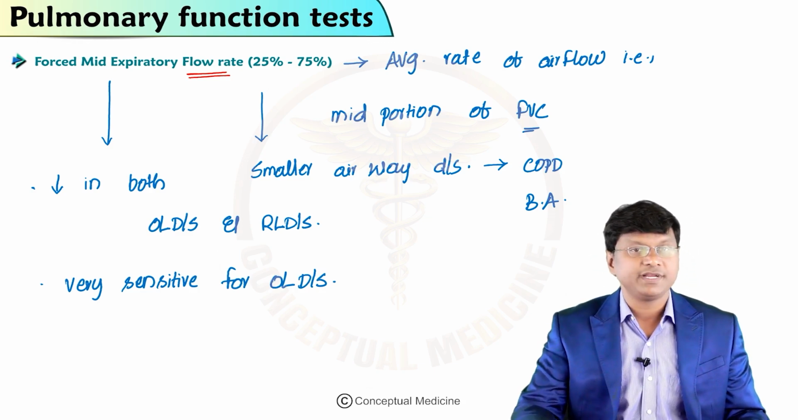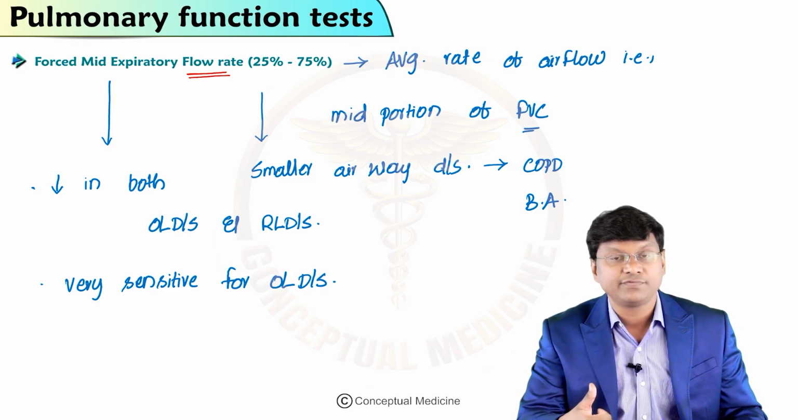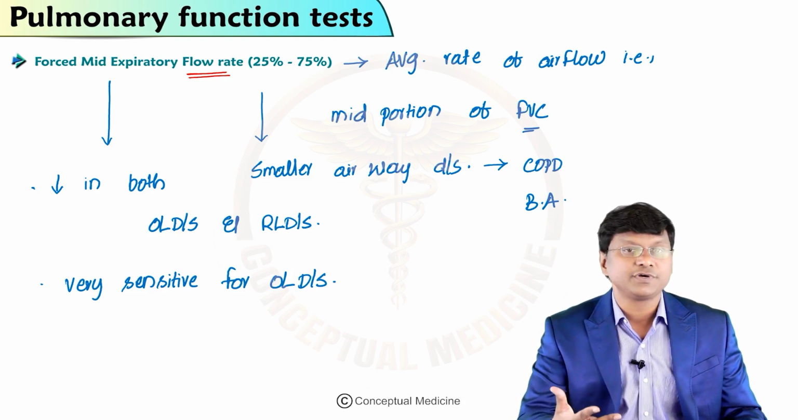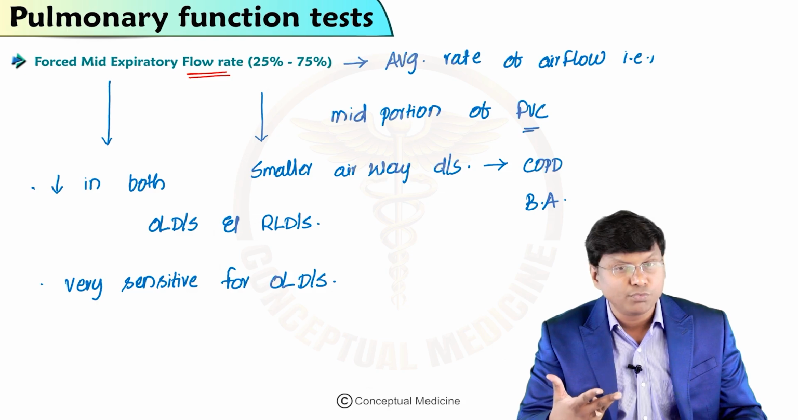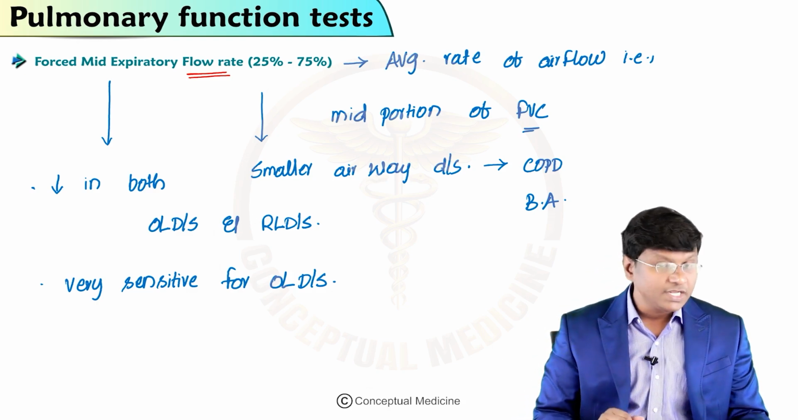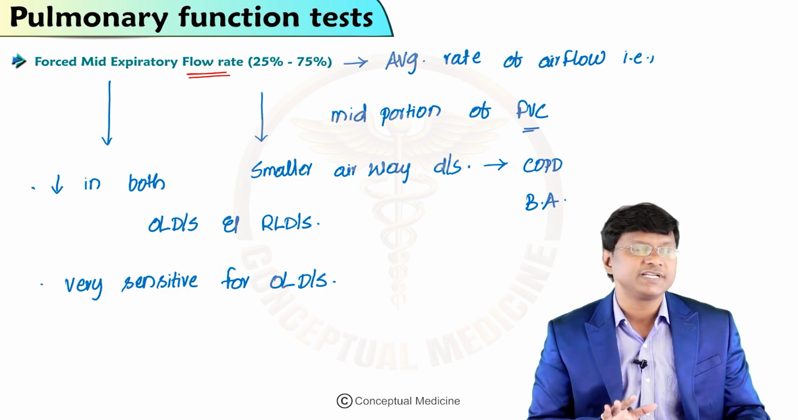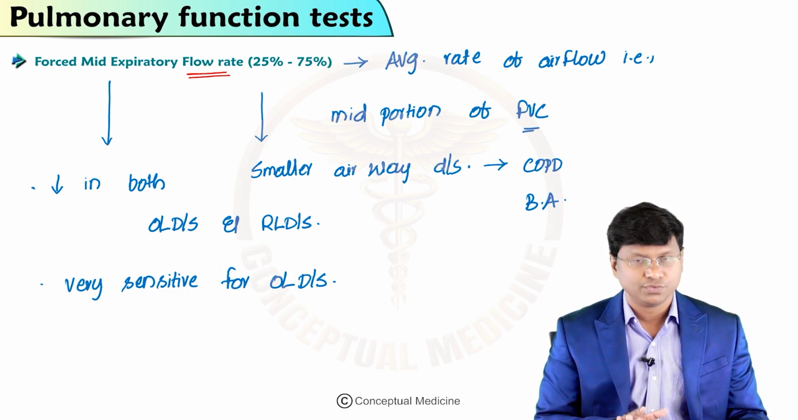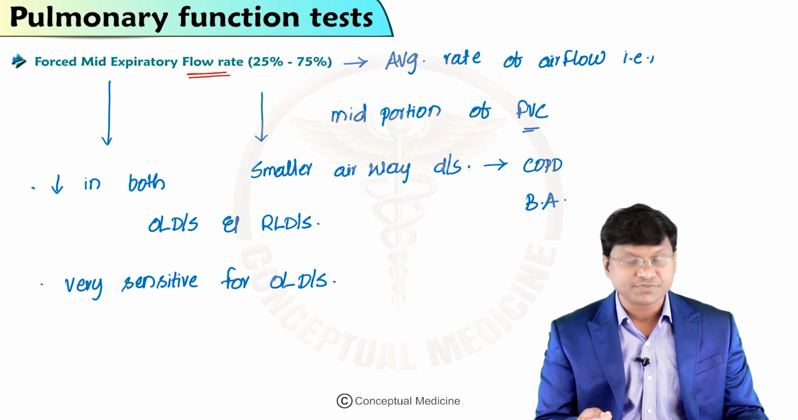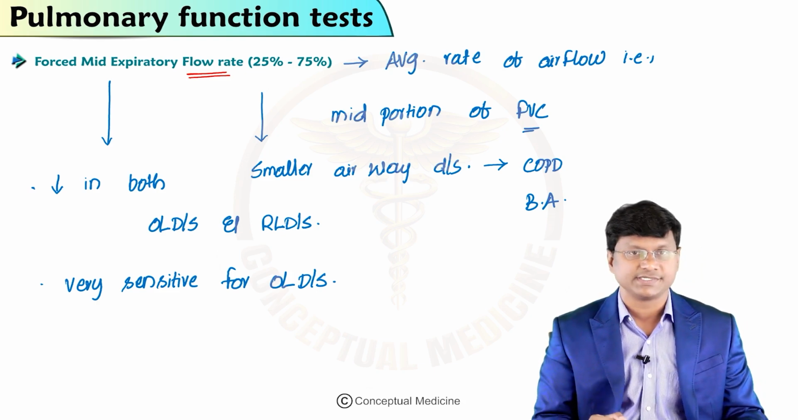So, the forced mid expiratory flow rate is the average rate of airflow during the mid portion of the FVC. It is reduced in both OLD and RLD. It is very sensitive for obstructive lung diseases and it is more specific for the smaller airway diseases. Okay. So these are the various volumes and capacities which we need to understand before going ahead with the discussion of the obstructive as well as the restrictive lung diseases.